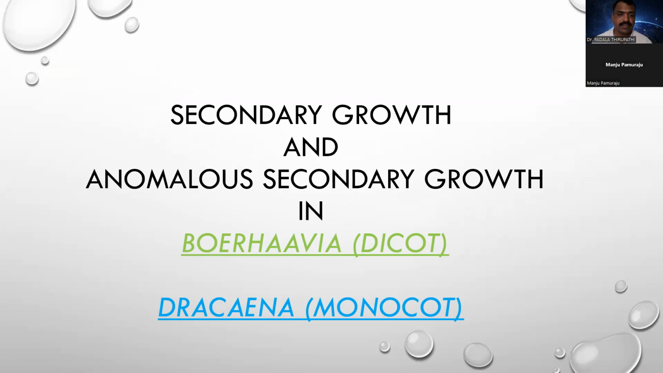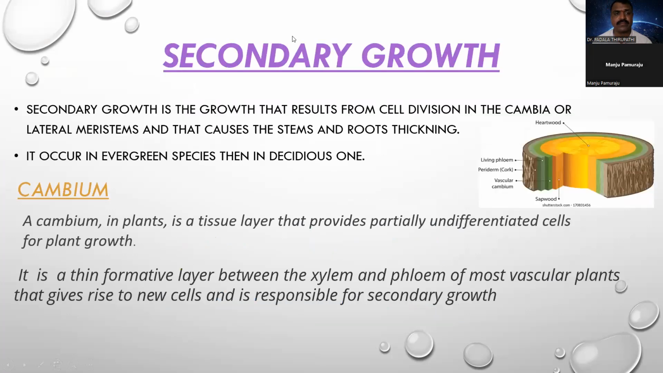So today's topic is secondary growth and anomalous secondary growth in Boerhaavia and Dracaena. Boerhaavia is a dicot stem, whereas Dracaena is a monocot stem. So already we know that secondary growth occurs as a result of cell division in the cambium.